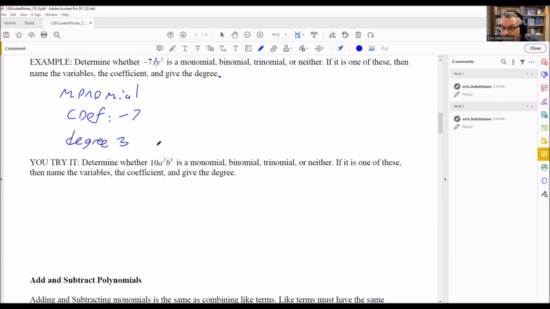Let's do another one of those. Okay, so this, we only have one term. So once again, this is going to be a monomial. The coefficient is going to be 10, the number in front of the variables. If you want to find the degree, then you have to add up the exponents. So 2 and 3 add together would be 5. So this is going to be a degree 5 monomial.